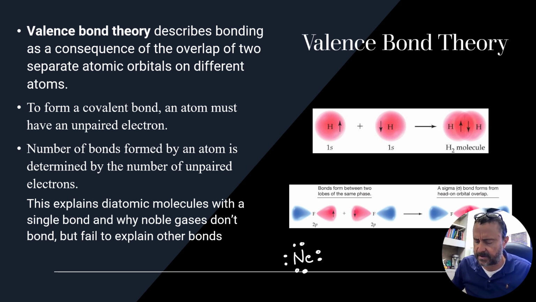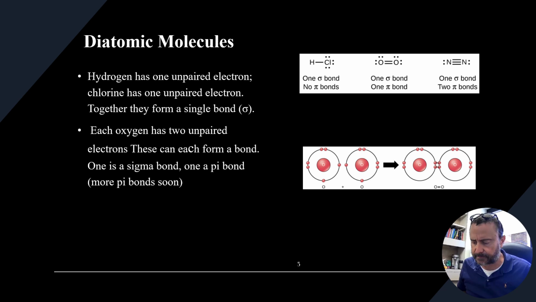So if we were to start thinking a little bit further down, what's happening with some of our other things that are out there? So again, let's look at some diatomic molecules. Hydrogen has one unpaired electron, and chlorine has one unpaired electron, and they form a single bond. And I want to point out that when we have single bonds, we're going to call those sigma bonds.